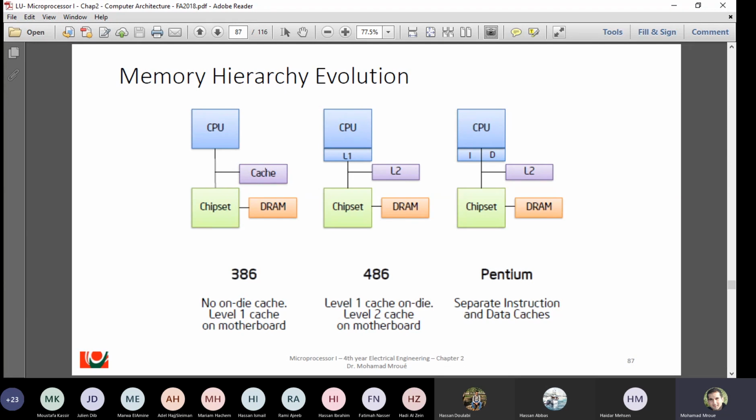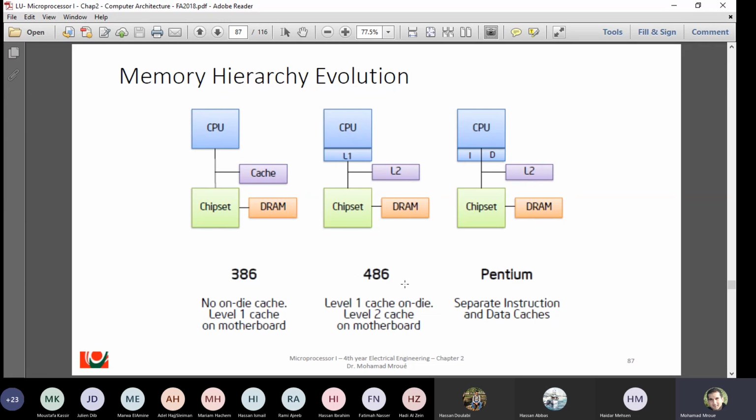Okay, so we had cache memory, but not on the same chip with the CPU. So of course we have delays. The chipset achieves the communication between DRAM, CPU and cache. So we have no on-die cache, meaning the cache is not on the same chip as the CPU. We have only one level of cache, on the motherboard.